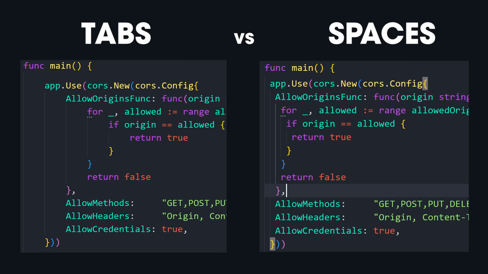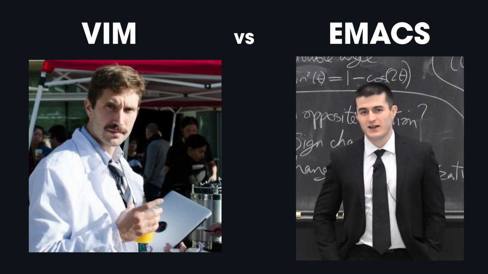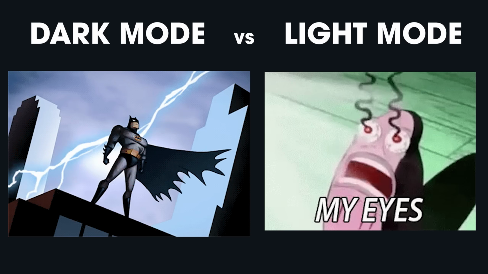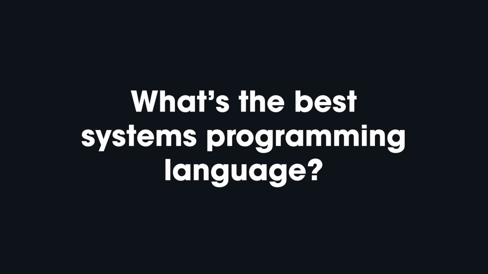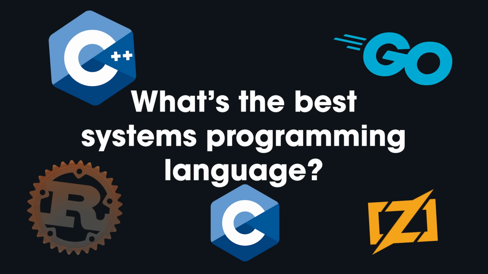Programmers love arguing. Tabs versus spaces, Vim versus Emacs, dark theme versus people who are wrong. But nothing sparks rage quite like, what's the best programming language? Except for the question, what's the best systems programming language?